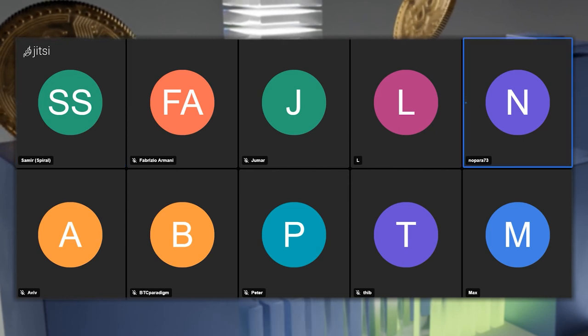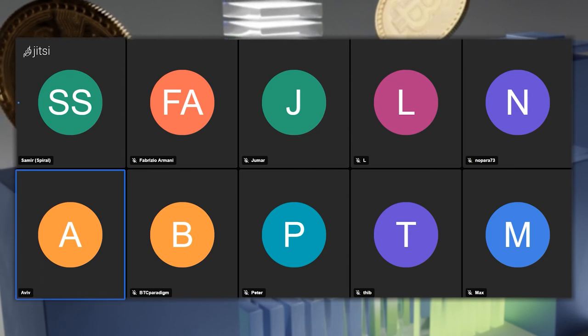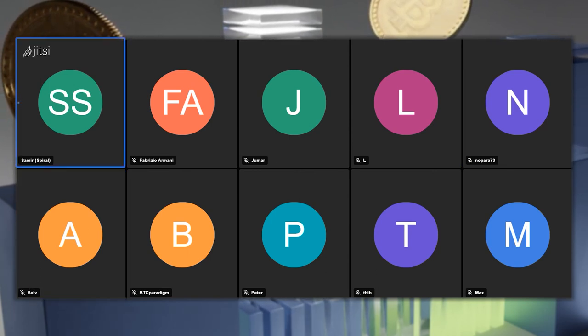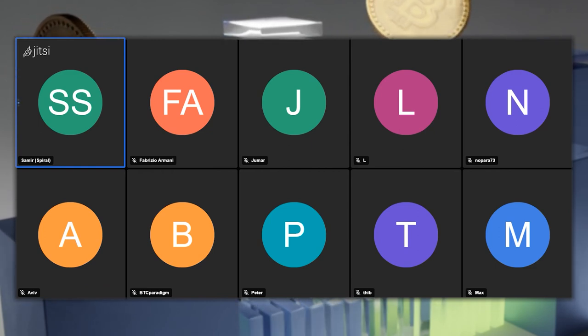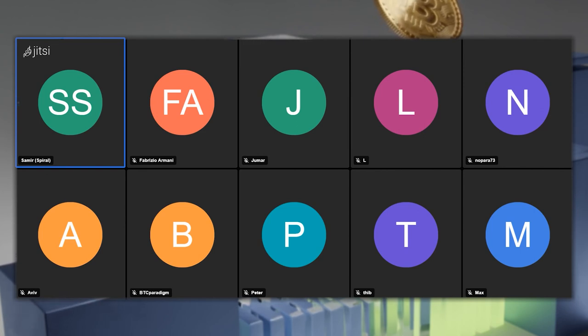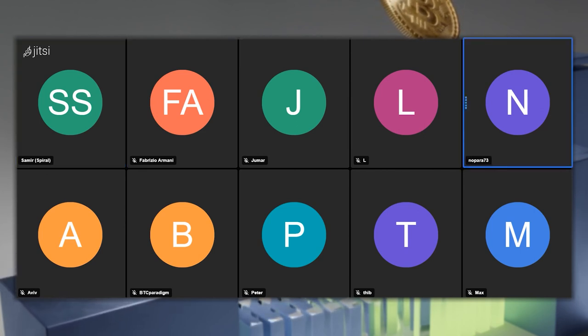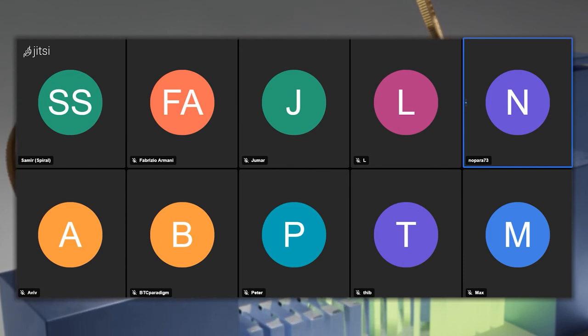Cool. Are you familiar with the Chaumian blind signatures? I'm familiar with the name Chaumian, but I couldn't off the top of my head say what exactly it is. It's for voting, right? I think so. Keyed verified anonymous credentials are a generalization of the blind signatures. In Wasabi Wallet 1.0, we used blind signatures. In 2.0, we used keyed verified anonymous credentials.